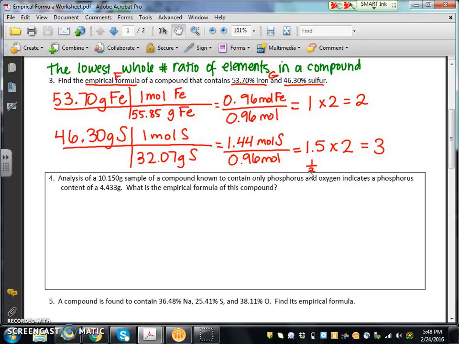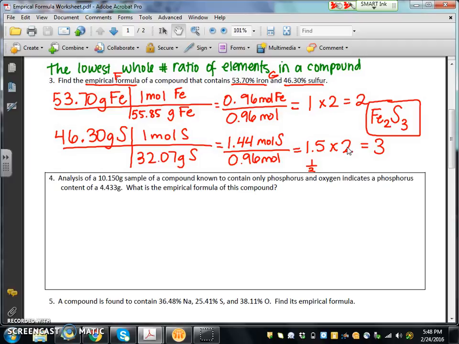So now I have completed my step, and the last thing is to just write it as a formula. So I'll say that I have 2 atoms of iron and 3 atoms of sulfur. So my empirical formula is iron with 2, so Fe2S3, and I box in my answer.